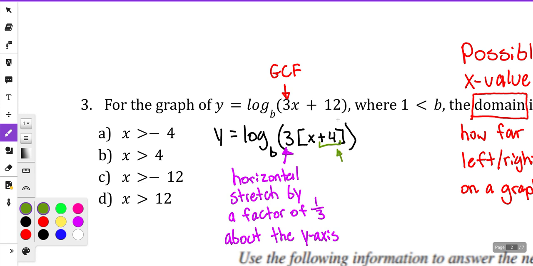Perfect. Second transformation here is this plus 4. That plus 4 is a horizontal translation, 4 units left. Again, horizontal things are opposite of what they look like. So normally people would think plus 4 means to the right. It's horizontal, so I'm not going to the right. I'm actually going left. So I went 4 left.